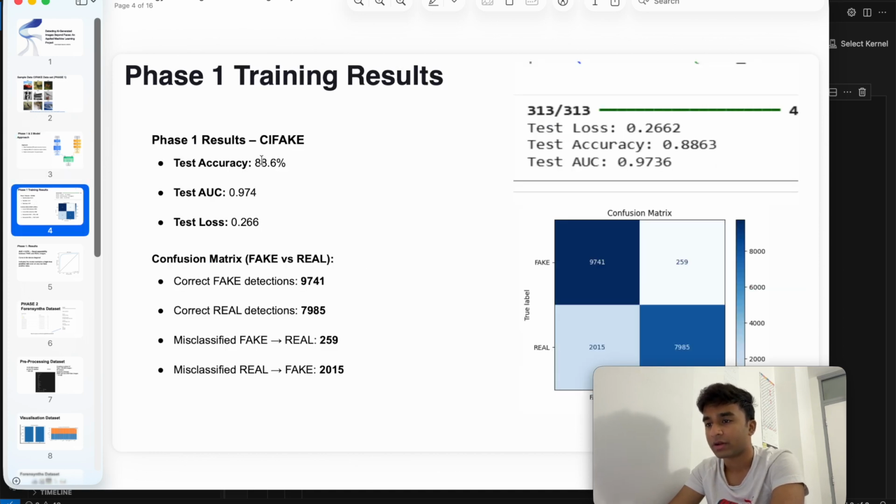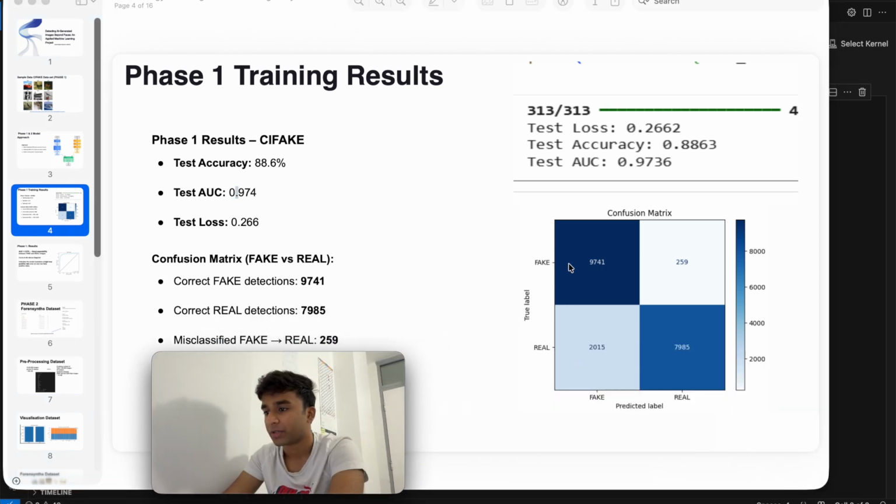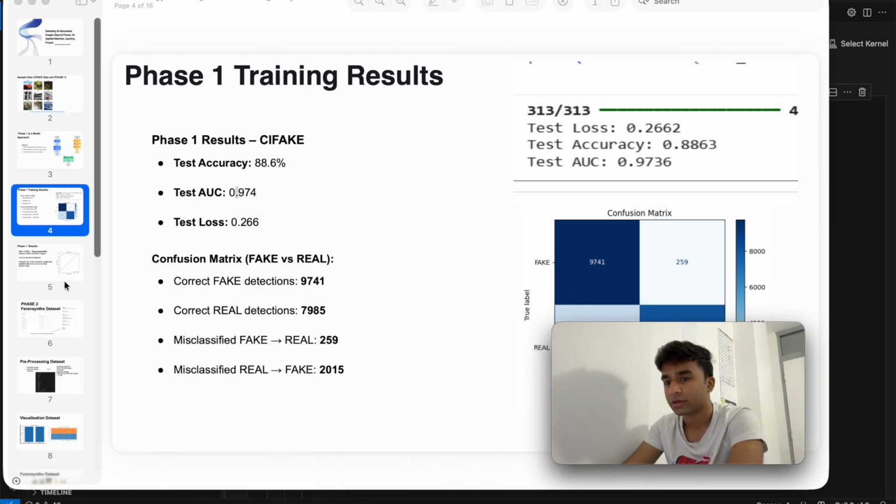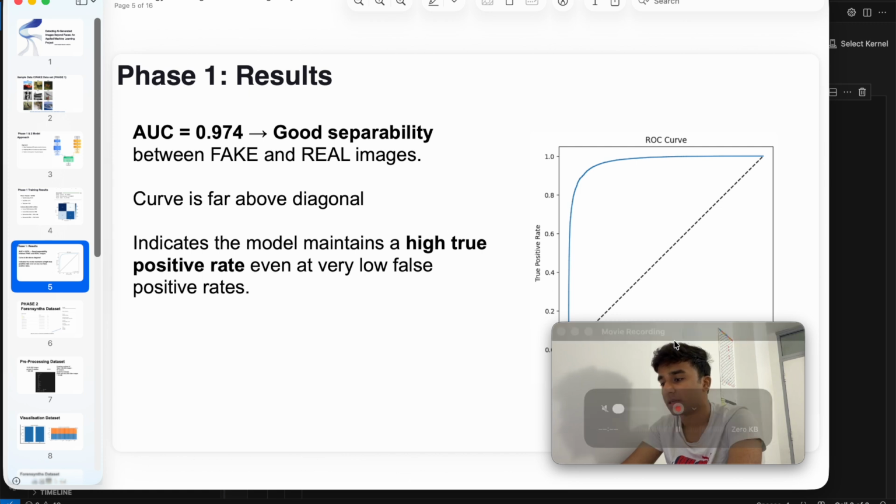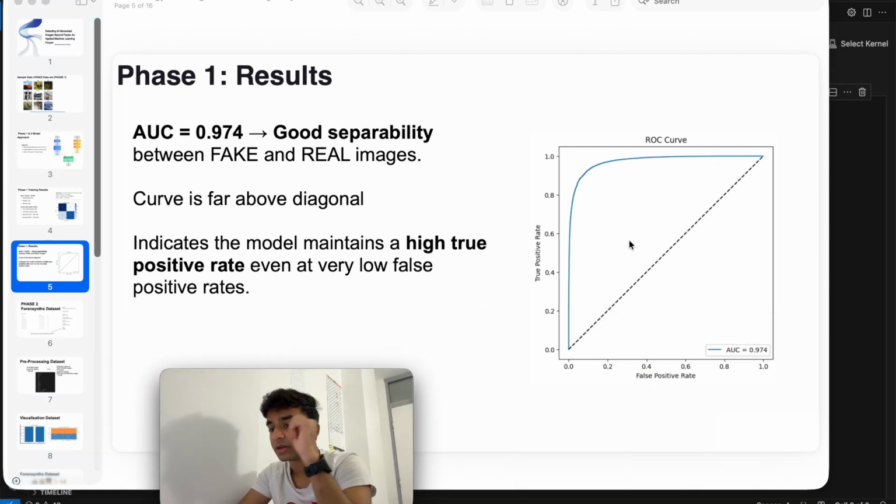In training we got pretty good results in phase 1, with a test accuracy of 88.6%, a test area under curve of 97.4%, and a test loss of 0.266. In the confusion matrix we can see that the model could detect fake images far better than real images. Even the area under curve showed really good separability, where the curve is far away from the diagonal.